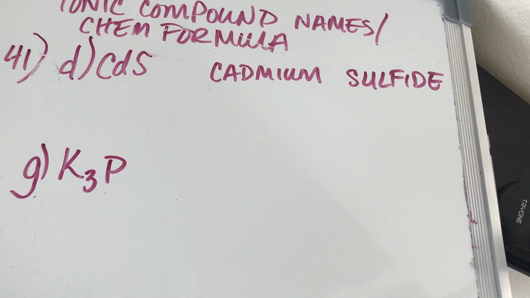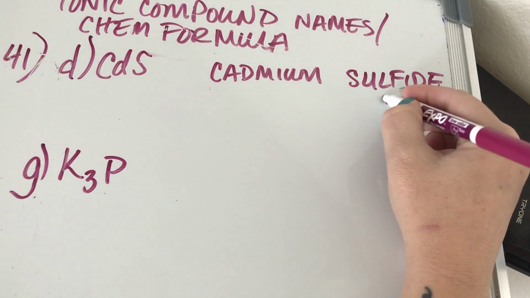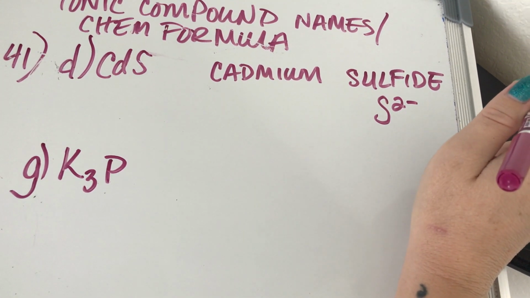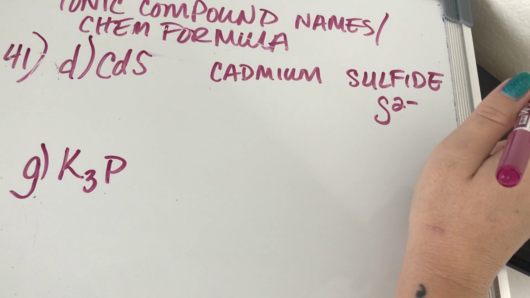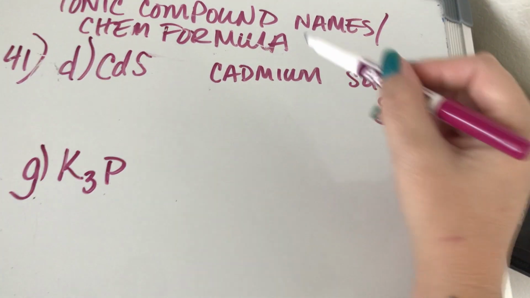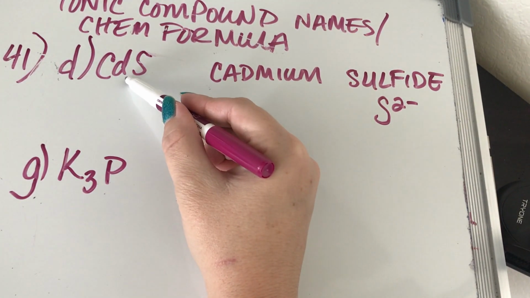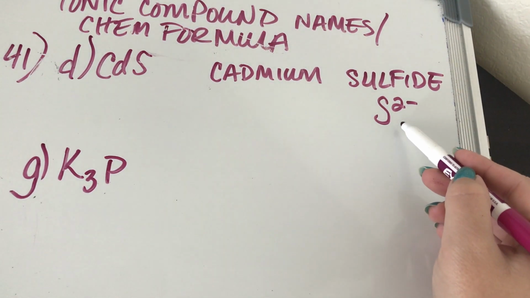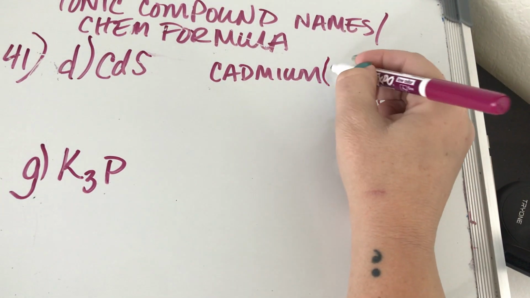What is the charge on cadmium here? 2. Why? Because the sulfide is 2 minus, so you need 2 plus to balance. So cadmium, because we know we only have one of them, that one cadmium must have a positive 2 charge in order to balance with the one sulfide, right?